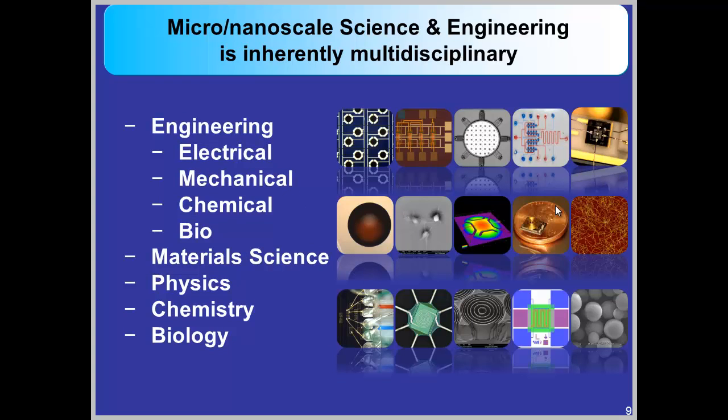So when you start thinking about education and career options, people have many different interests. And the cool thing about micro and nanoscale technology is that it really spans many, many different engineering and science disciplines. So I have a list here of some of the main engineering disciplines: electrical, mechanical, chemical, bio, that are directly involved in the development and application of some of these MEMS devices.